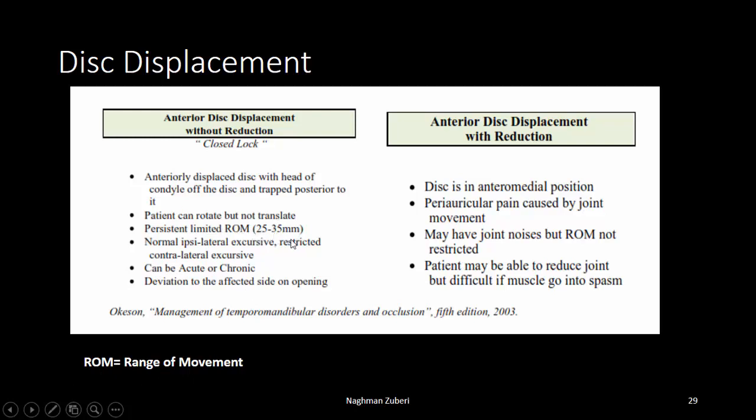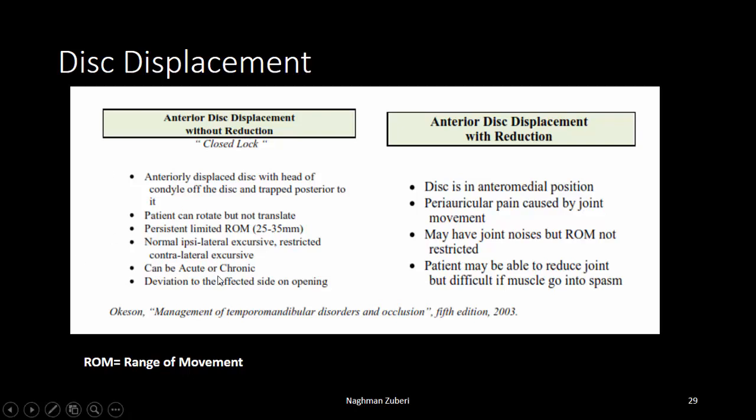It is 25 to 35 millimeters. The patient cannot open more than 35 millimeters. Another hint, just keep this in your mind: without reduction, the patient cannot open more than 35 millimeters. Normal ipsilateral excursive and restricted contralateral excursive means if a patient is having a problem on the right side, the patient can do right lateral movement but cannot do left lateral movement.